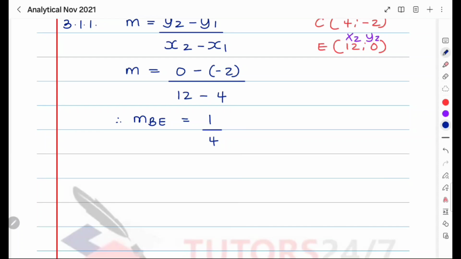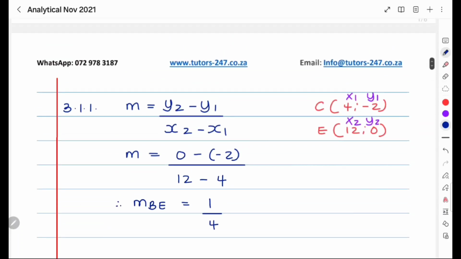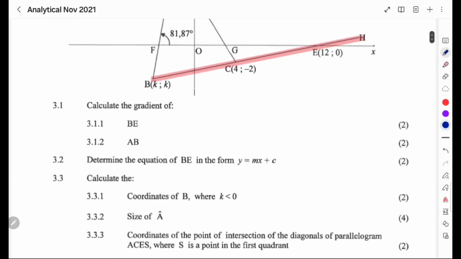So that is it. In order to calculate the gradient of a line, you require 2 points on that line. Use your gradient formula, substitute into your gradient formula, and you are done.